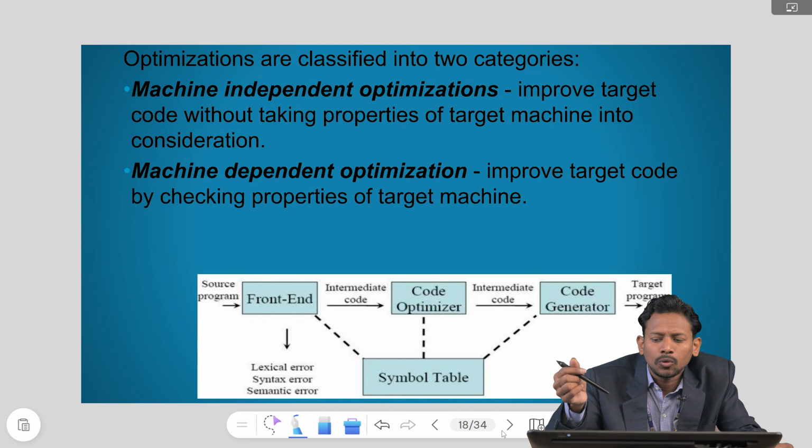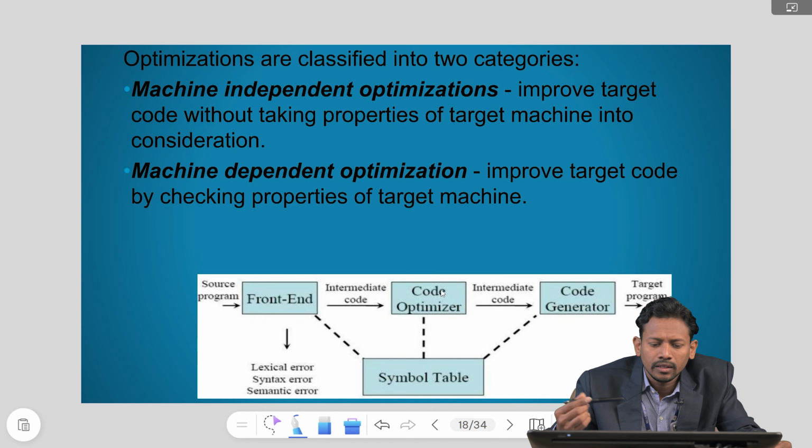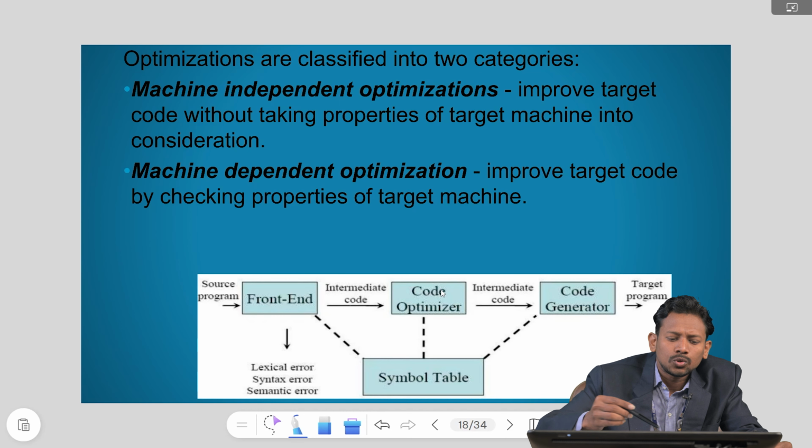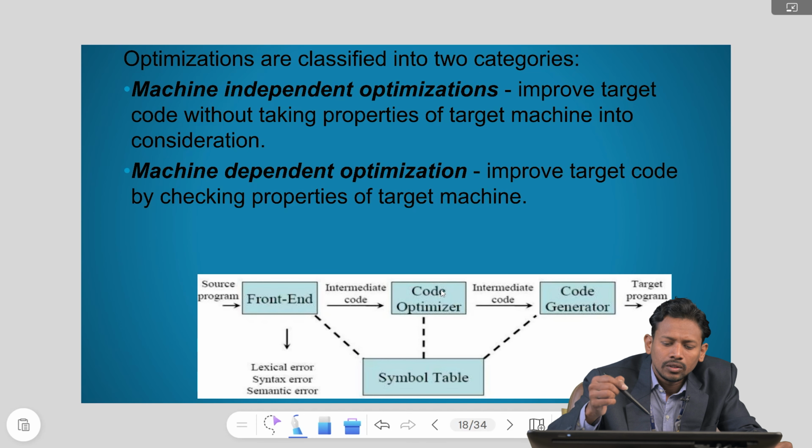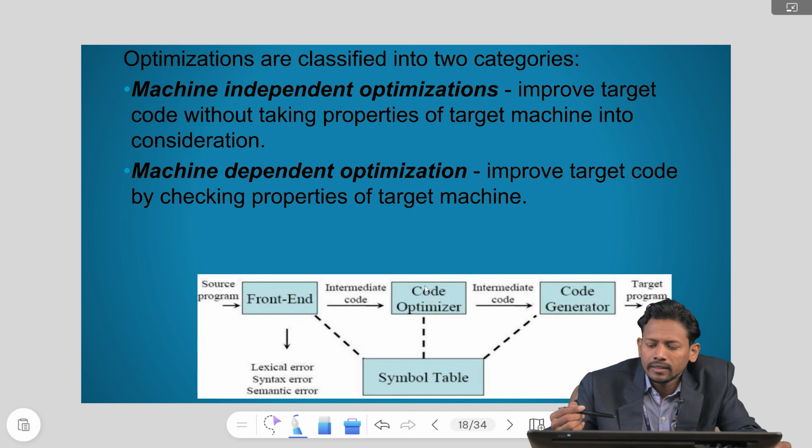Machine dependent optimization improves the target code by checking the properties of the target machine. Let us see the diagram. Our code optimization will get its input from the intermediate code generation phase, which precedes it. The source program is given to the intermediate code generator, and the code optimization phase takes the intermediate code as input and gives the output to the code generator phase, so that assembly language code will be generated, that is the target program.